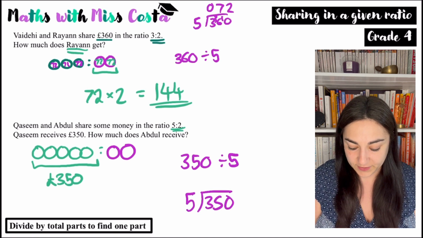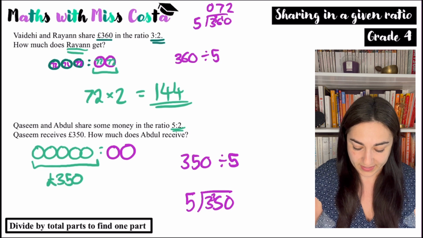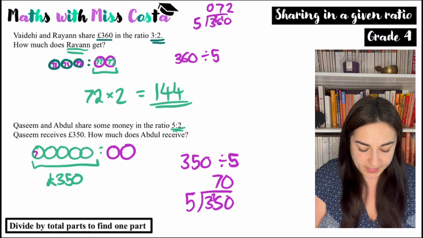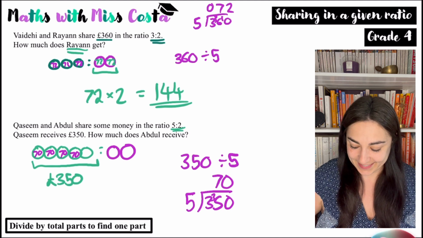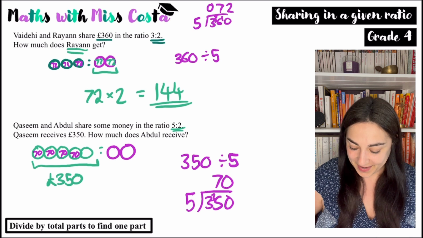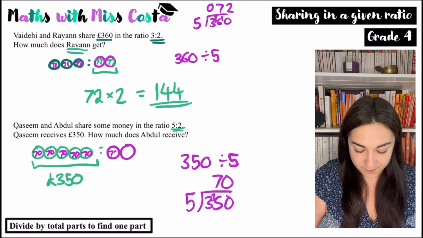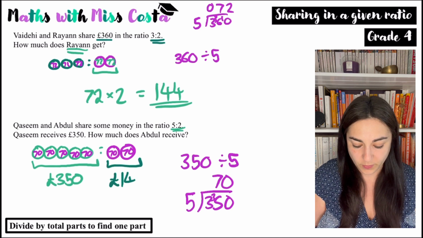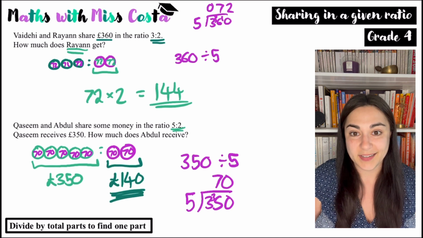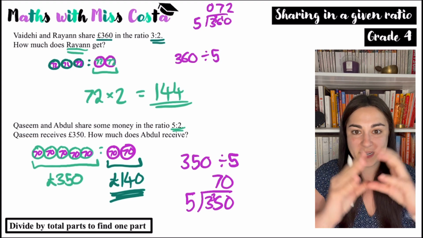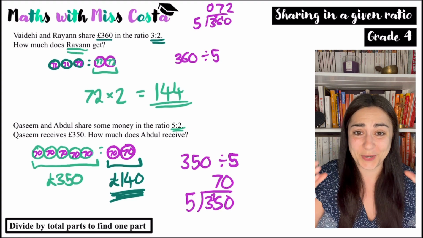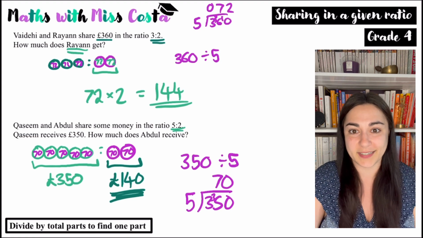So 5s into 3 I can't do, 5s into 35 are 7, and 5s into 0 are 0. So I know that each part is equal to 70. And therefore, how much does Abdul receive? Well, he receives 2 parts, so therefore he receives 140. So just be very wary. Sometimes you're not going to be given the whole, you're going to be given the value of the parts. So use that to figure out what one part is and then multiply.